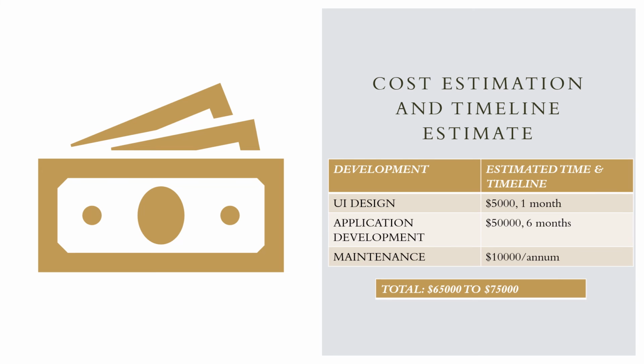The cost estimation and timeline are provided in this slide. For developing the UI design of the project, it might take 1 month, and the cost estimation for designing a UI can be $5,000. And for the whole application development, it might take 6 months, and the approximate investment can be $50,000. And then the maintenance will be $10,000 per annum.